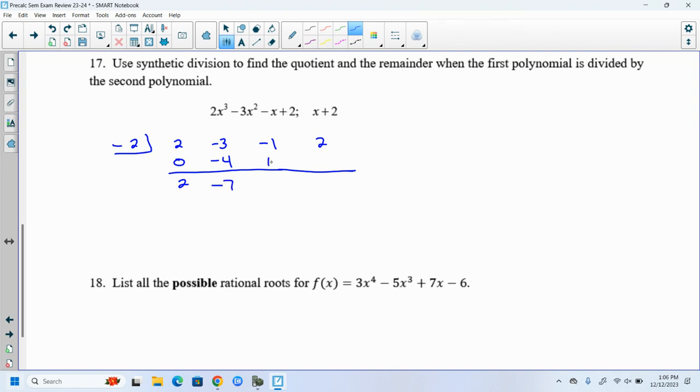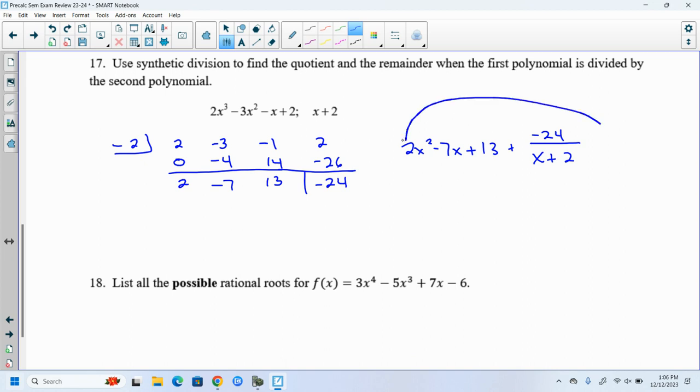Negative 7 times negative 2 is 14. 13 times negative 2 is negative 26. And that last number is our remainder. This answer down here is always 1 degree less than the original. So it becomes 2x squared minus 7x plus 13 plus negative 24 over x plus 2. So there's our answer for 17.